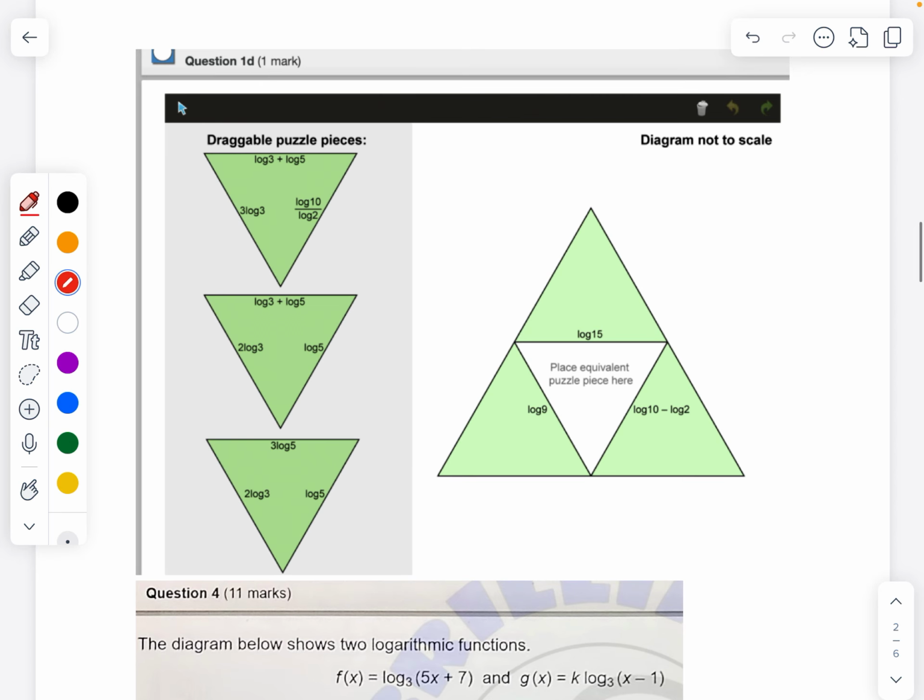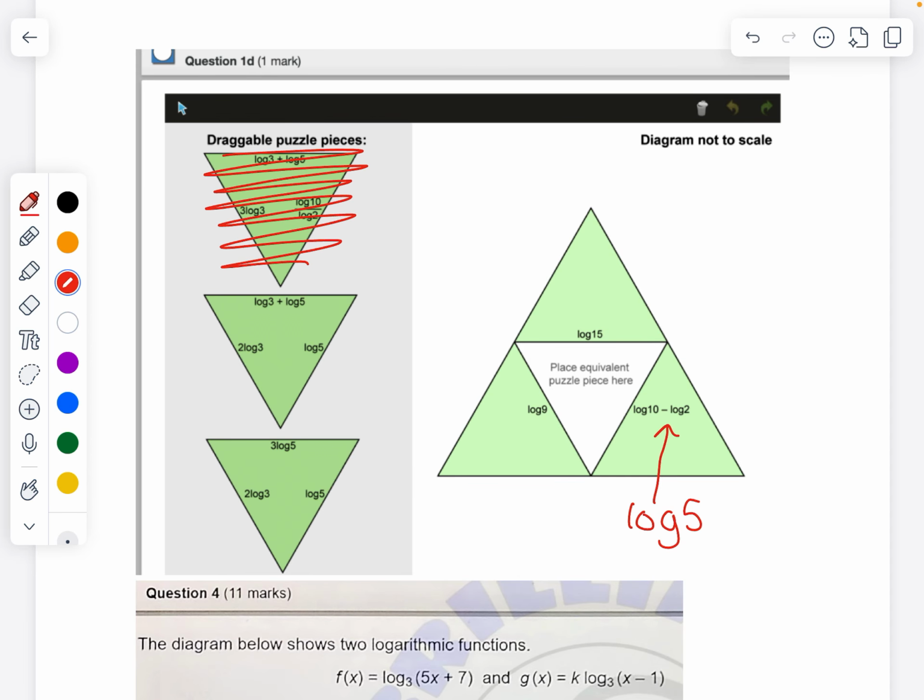Okay. Right, we're going to move on to the next one now. So a drag question, 1 mark, super easy. The first thing I'm going to do then, let's actually work out what this is. We know that we need to divide. So 10 divided by 2 is going to give me log 5. So can't be this one. So log 5, log 5.